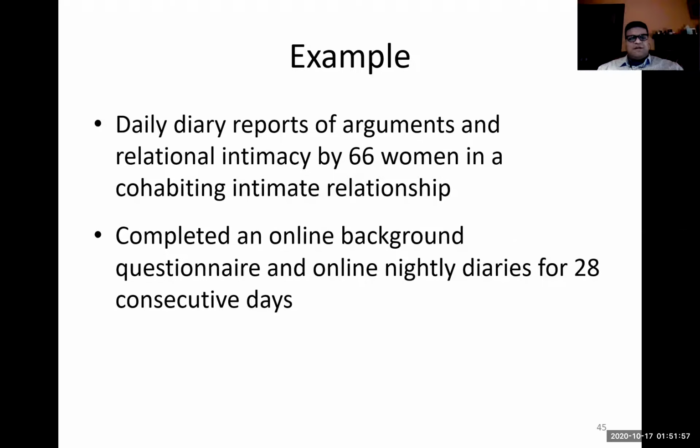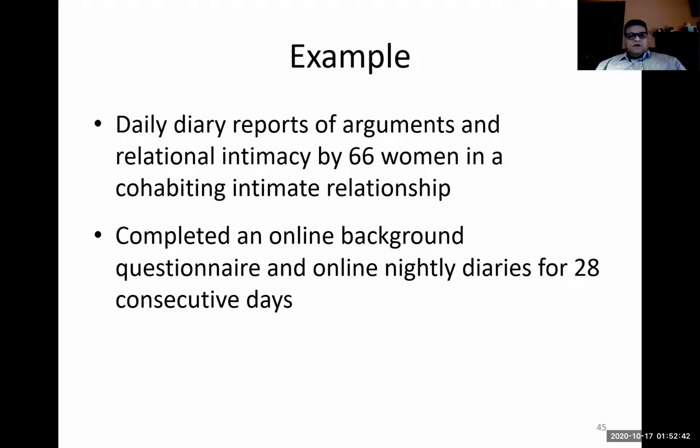So to explain the example, imagine we have a data set of 66 women who reported whether or not they had an argument with their significant other, with their partner, every day for 28 consecutive days. So they provide a report of arguments, and they also provide a rating of intimacy on a scale from 0 to 10. And you can imagine that these women happen to be in cohabiting relationships with an intimate partner.